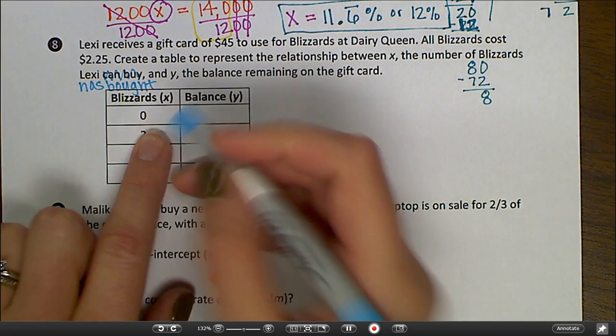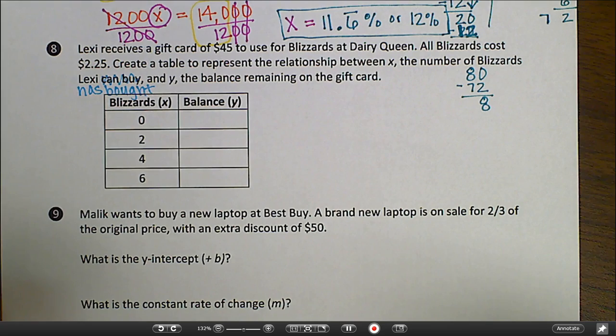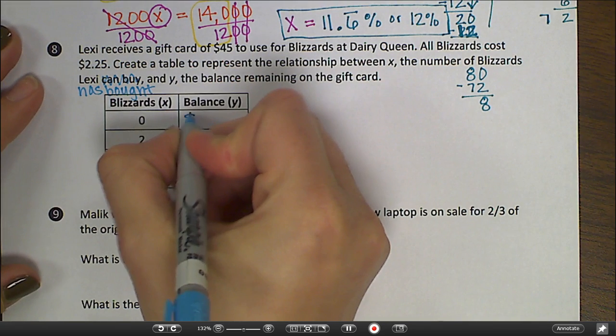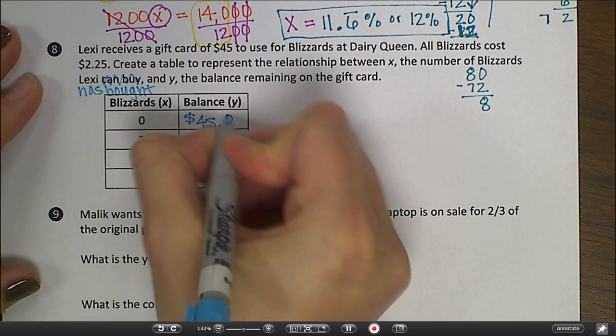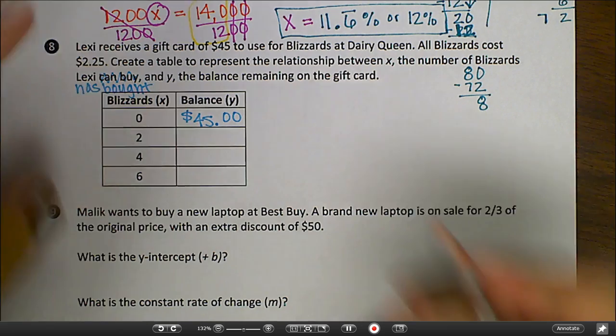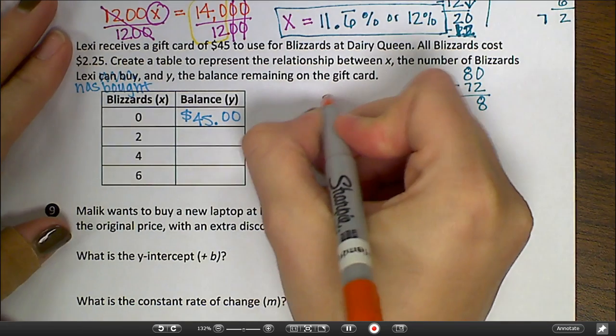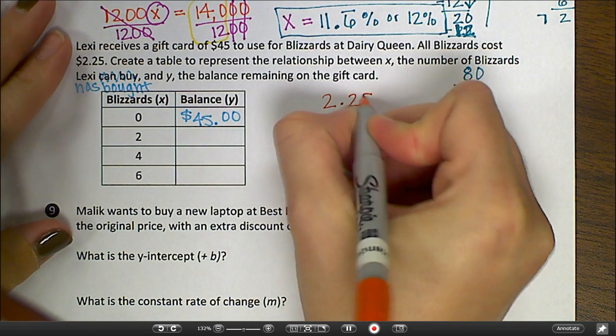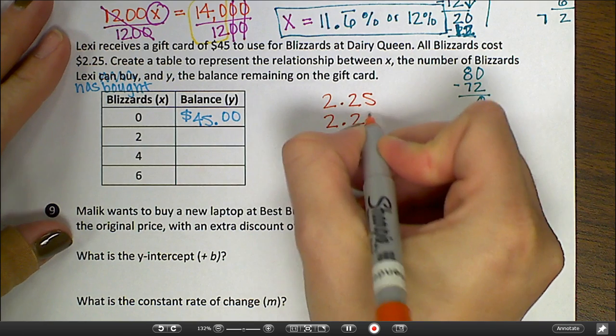Okay, so if Lexi had bought 0 blizzards, then that means that her balance is still $45 because she hasn't spent anything. Now, if she buys 2 blizzards, that means that I've paid $45 minus $2.25 minus another $2.25. So now I need to figure out what $2.25 times 2 is, first of all. So what would it cost to buy 2 blizzards? $2.25, and I'm just going to add rather than multiply.